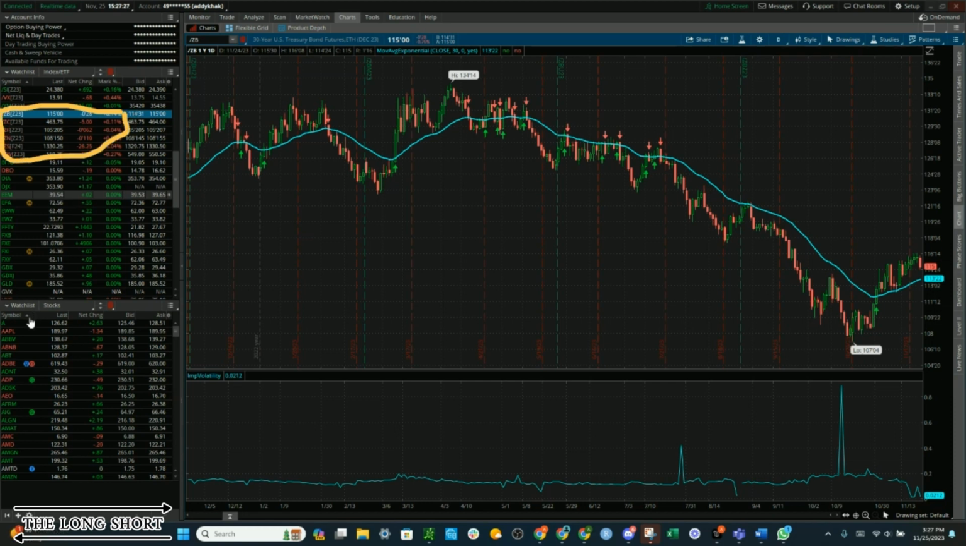That wasn't a really good one. Let me do it again. So here, look at the ZN line. This is the 10-year bond, and this is the 30-year. The 30-year will always be affected the most out of all these.